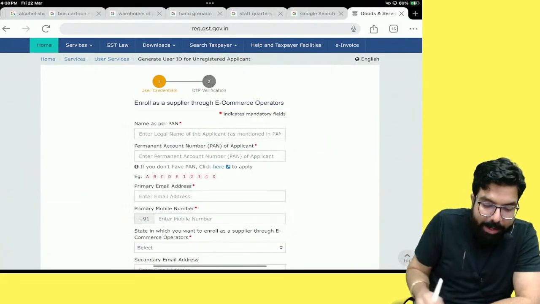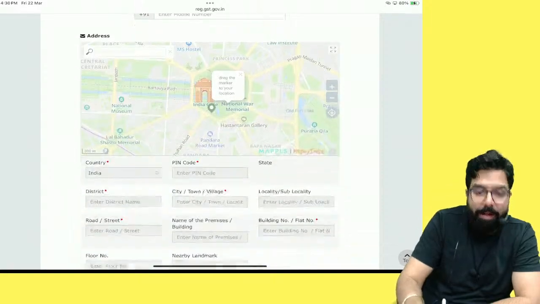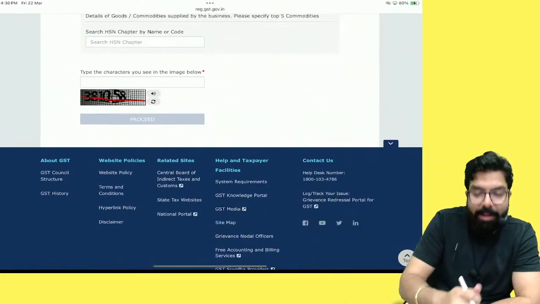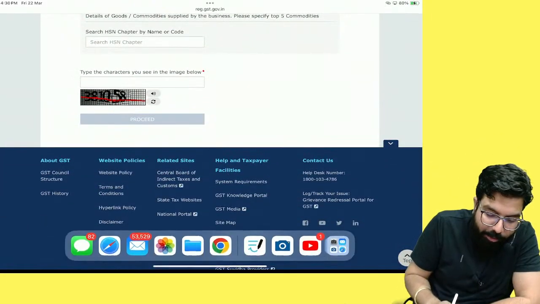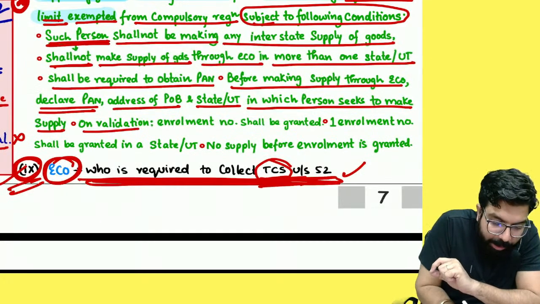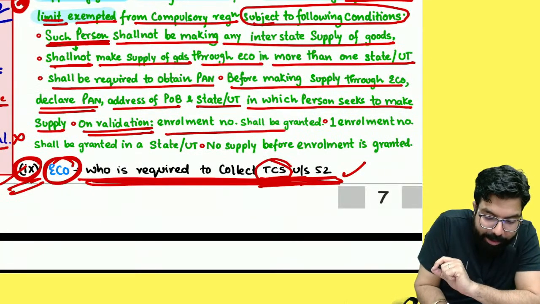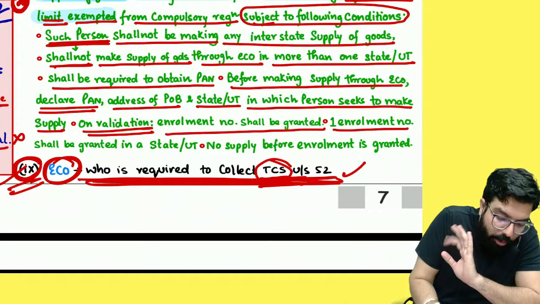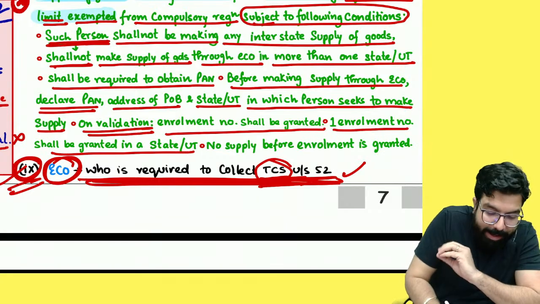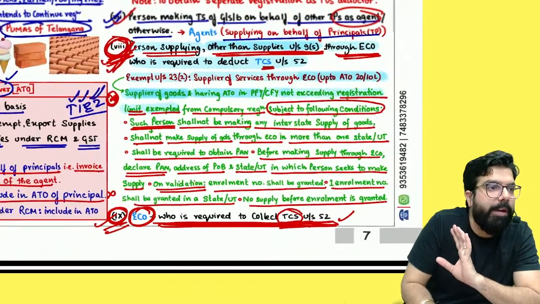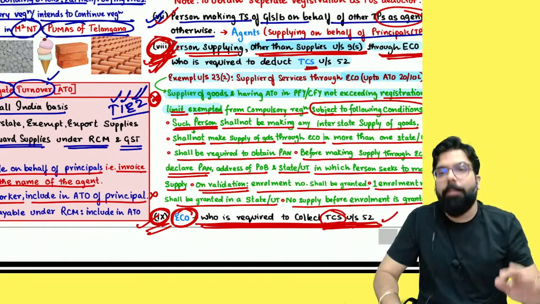You have to declare all your PAN number, address, everything, and proceed, and you will get one enrollment number. You will get what, everyone? Validation will happen and you will get one enrollment number. One enrollment number only will be given in a state, and you should not make any supply before the enrollment is granted. Now tell me one thing.